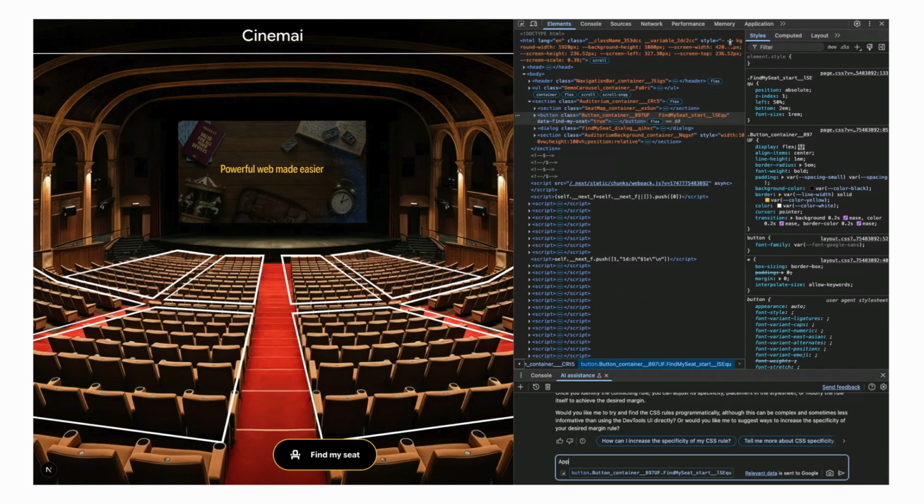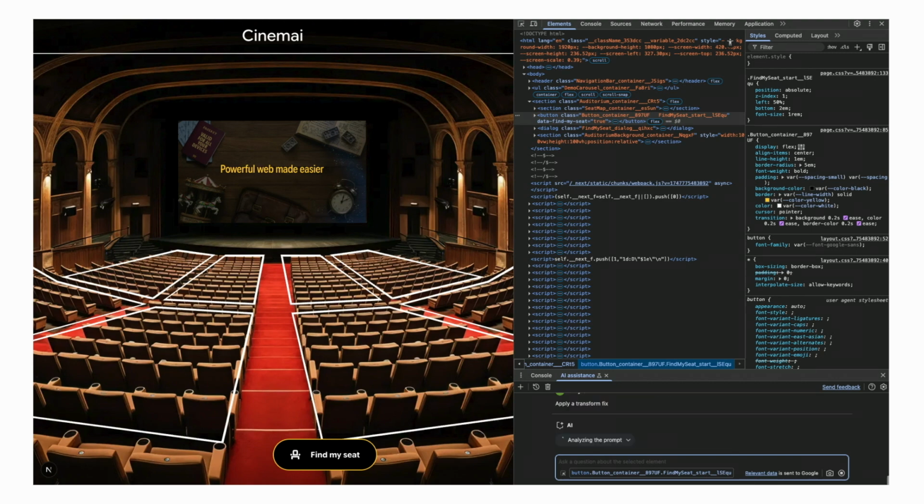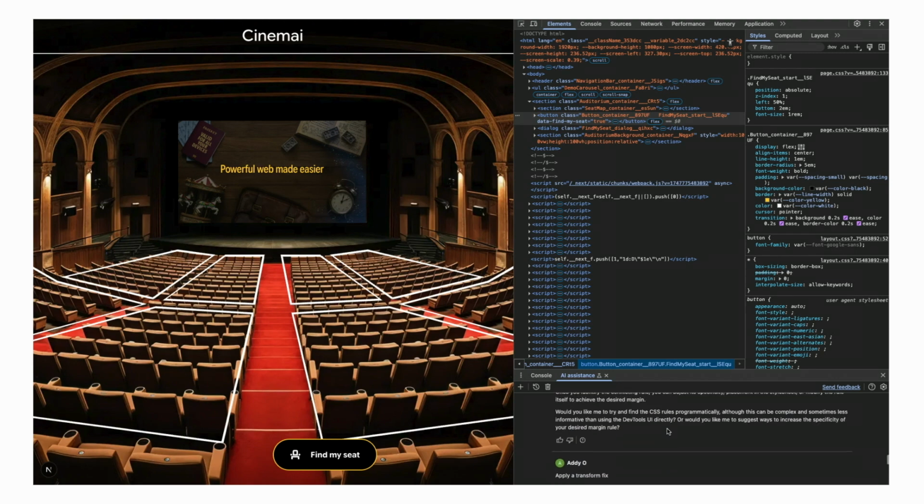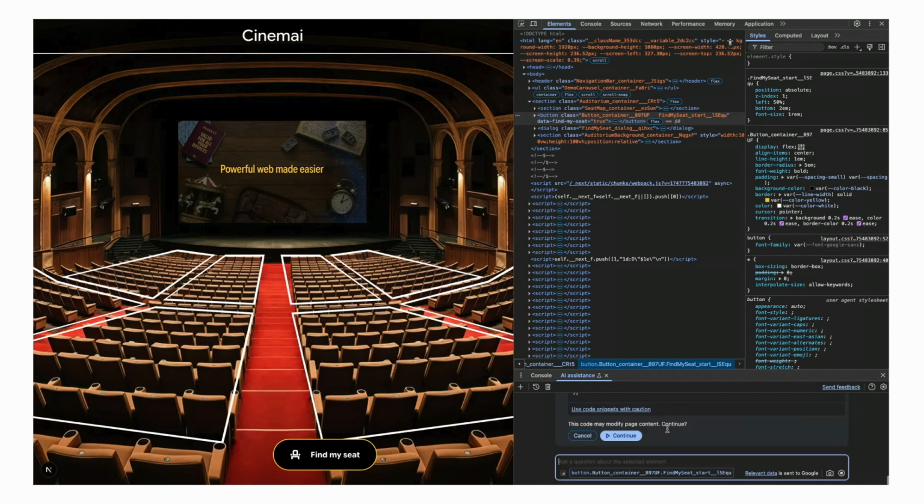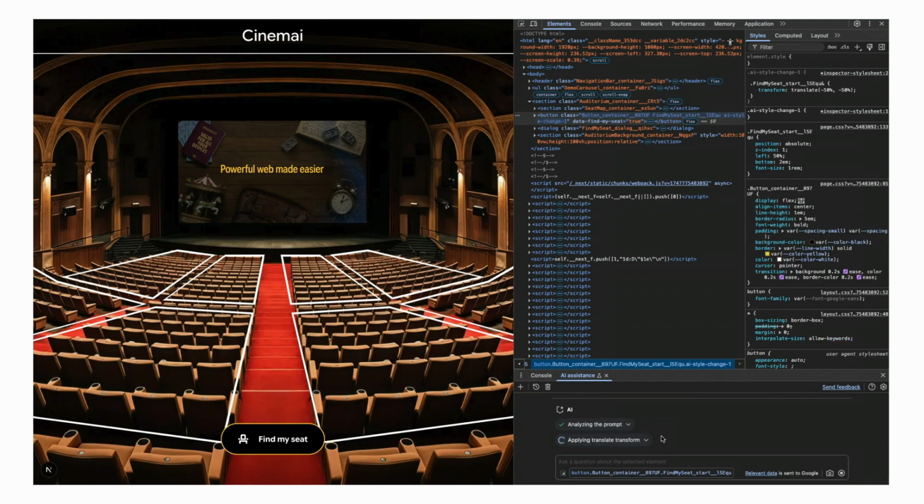OK, I think that what I need to do here is actually apply a transform fix. So let's see what it says. Continue, and the Find My Seat button slides to the center. Perfect. All right, so it's centered it for us.